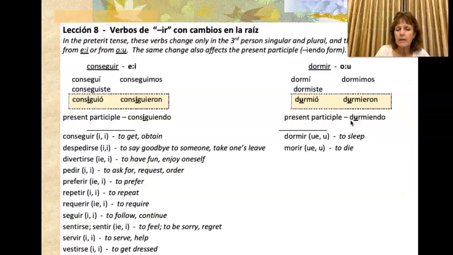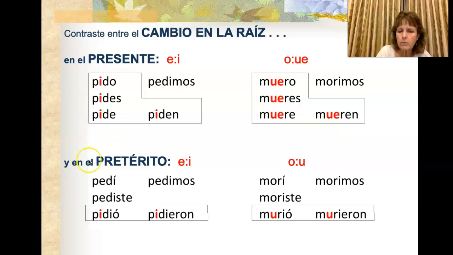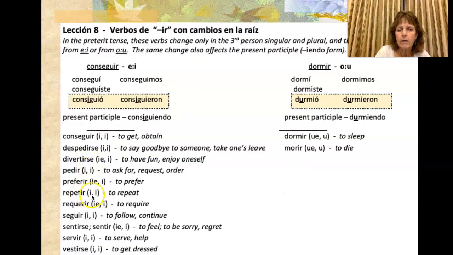Then in chapter 8, we learned that there is stem change in the preterite for IR verbs that had stem change in the present. All right? And here you have the verbs that changed from e to ie or e to i in the present. In the preterite, they just changed from e to i, that's all, and it's only in the third person.